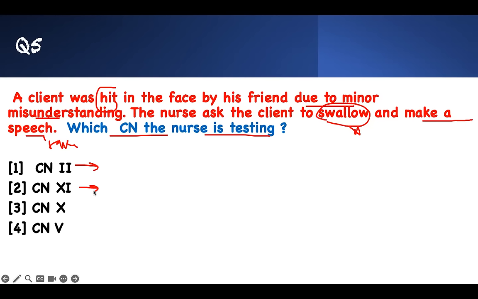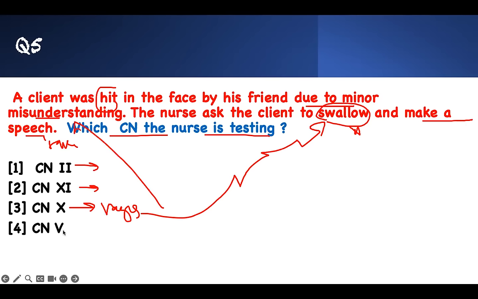11, accessory, is shrugging your shoulder against resistance. 10 is vagus. That is what you use for speech and for swallowing. 5 is trigeminal, is sensation. So 10.